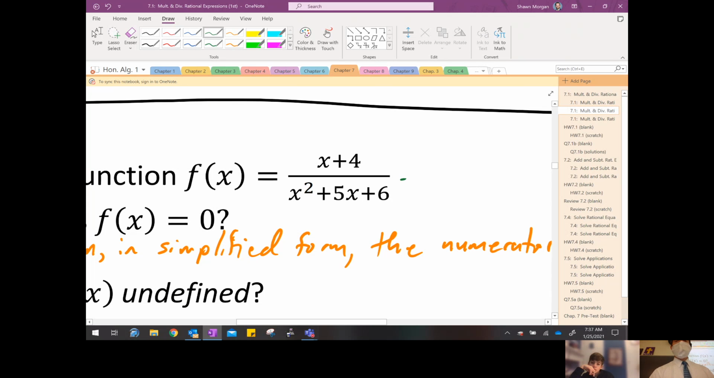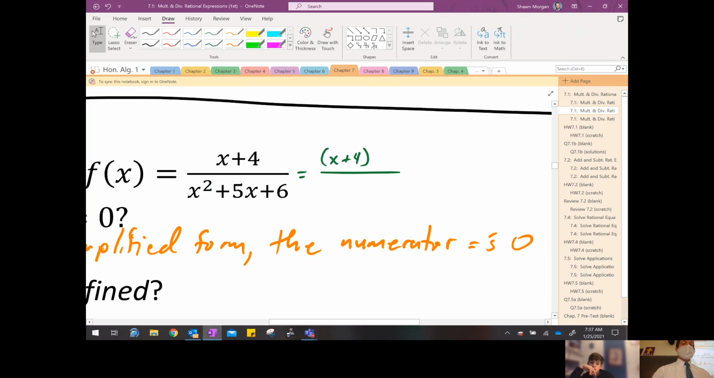The numerator is already fully factored, isn't it? x plus 4, that's just a linear binomial. Can't do anything with it. But you look at the denominator, and we just spent a whole chapter practicing these. So I bet Joey's going to factor out the denominator for me. Go ahead.